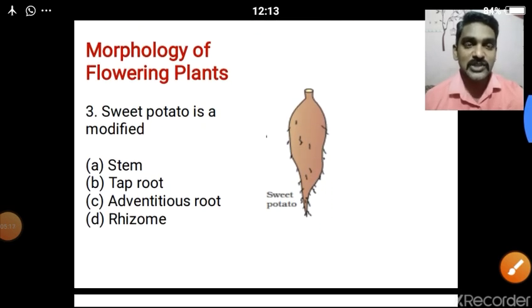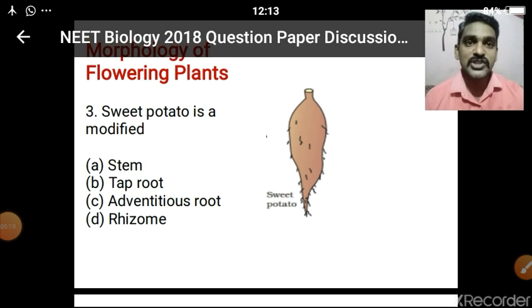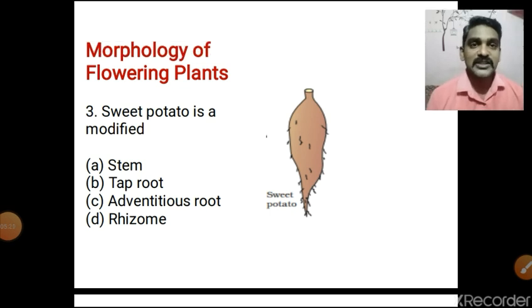So this also came from the morphology of flowering plants. Here the sweet potato is a modified what? That is the question here. Stem, taproot, adventitious root, rhizome. You can see that I have given the diagram of the sweet potato. So what do I mean by the taproot and adventitious root? Rhizome. What is the example for rhizome? Rhizome means ginger. You can tell ginger, turmeric.